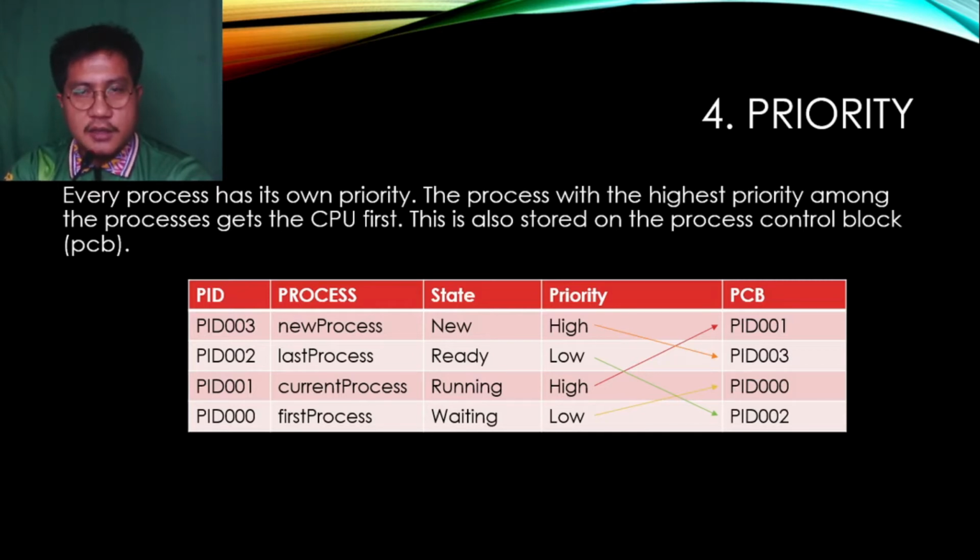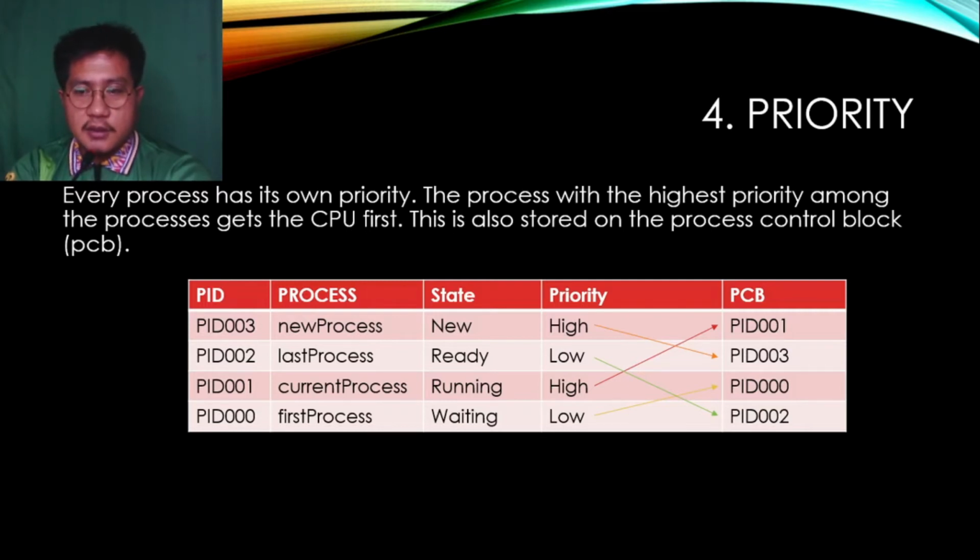As you can see in the table below, there is a sample priority list. Say, for example, we have two levels, high and low. For PID 001, the current process, which is currently running, since it is running and it is high, it is placed on the first row of the PCB, while PID 003 is also high, but it is a new process, so it is ready to be processed.